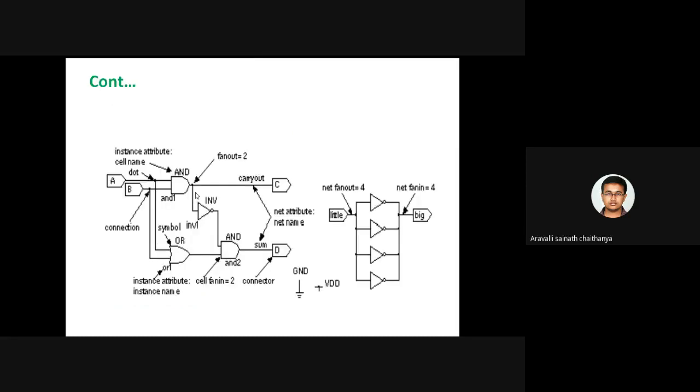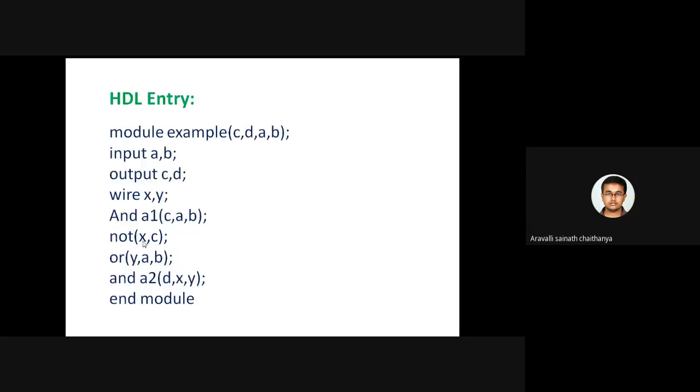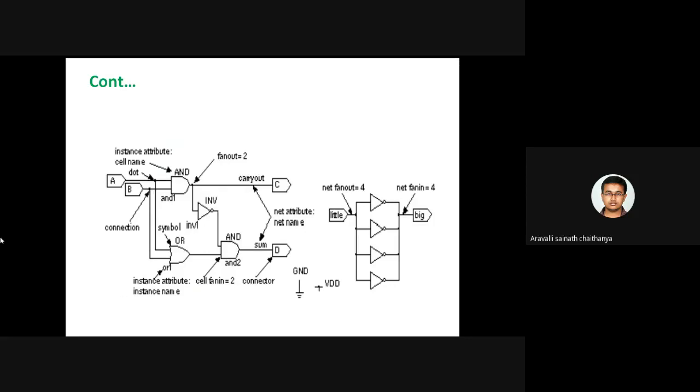This output of your first AND gate is serving as an input for your NOT gate. In the diagram you can see this C is serving as an input for your NOT gate, and the output of your NOT gate is X as a variable. Now, just keep this aside. Coming to the OR gate, what are the OR gate inputs here?